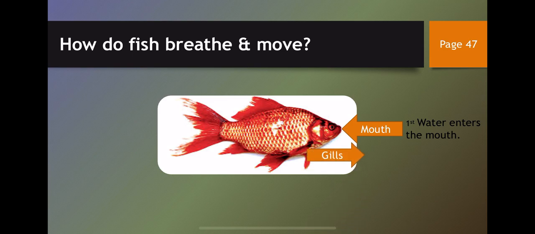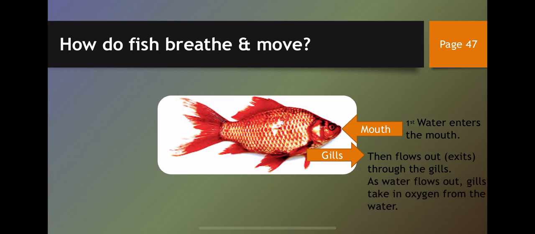So, after the water enters the mouth, the water flows out through the gills. And as the water flows out, the gills take in the oxygen from the water. So, the gills are structures that take in oxygen from the water. So, these two structures, mouth and gills, are important in breathing.